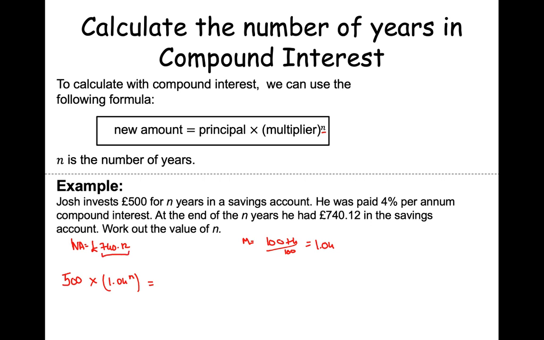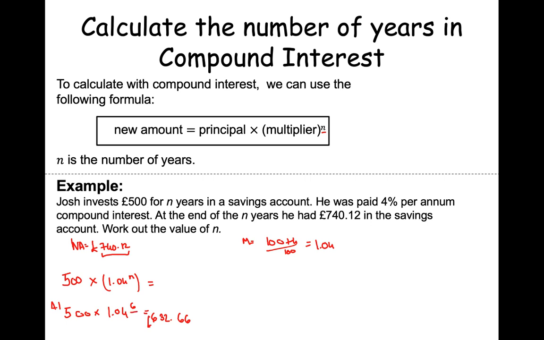Now, when we are doing this, all we have to do here is an estimate, so we guess. So let's put a value for n. So if I'm going to guess, so my first attempt, attempt number 1, I'm going to do 500 times by 1.04 to the power of, let's say, 6. And let's have a look at what value we get. So 500 times by 1.04 to the power of 6, we get a value of £632.66. So this is still too small, so that means that this number here, your number of years, has to increase.